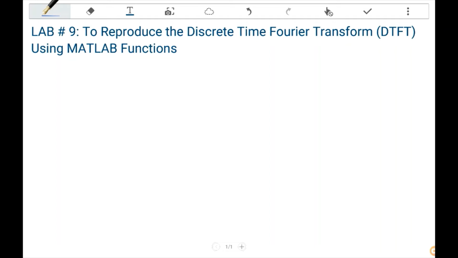This lab is about discrete time Fourier transform. In the previous lab, we studied continuous time Fourier transform. Actually, we are taking the transform of a signal. A signal can be continuous time or discrete time. If a signal is continuous time, then it is known as CTFT or continuous time Fourier transform, whereas if the signal is discrete in nature, in that case we will say it is discrete time Fourier transform.